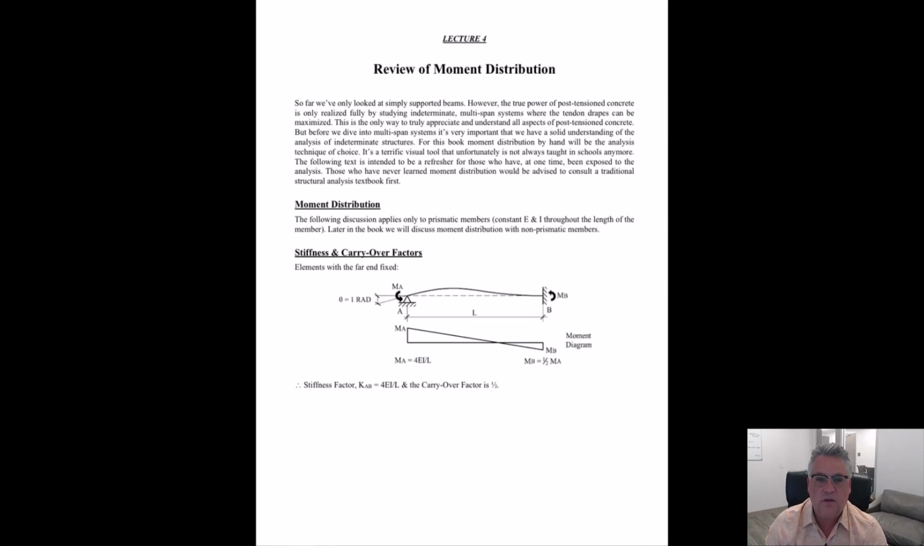We are doing the simplest Neanderthal version of moment distribution. We have a flat beam. We do not have frame action. We do not have side sway. So we can eliminate a lot of those complications. And the point is, this is a prestressed concrete class. It's not an analysis class. So I'm really not here to teach you how to do this. I just need you to have a method so that I can ask you questions and teach you fully the really exciting parts of post-tension concrete.